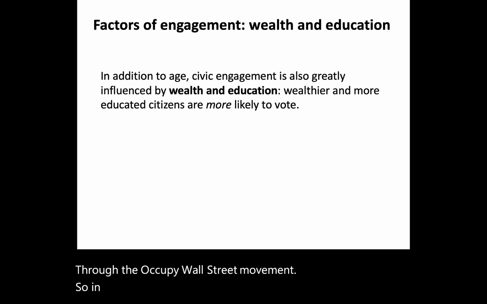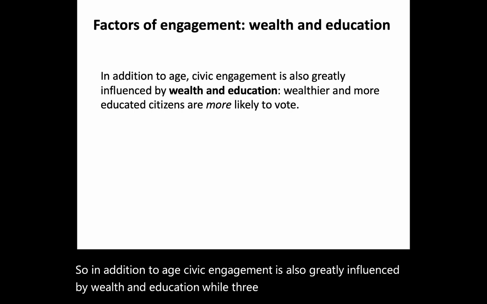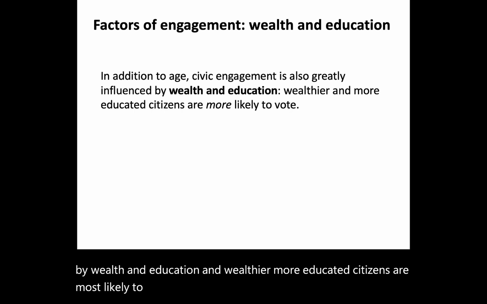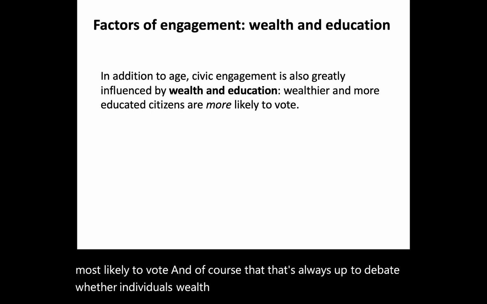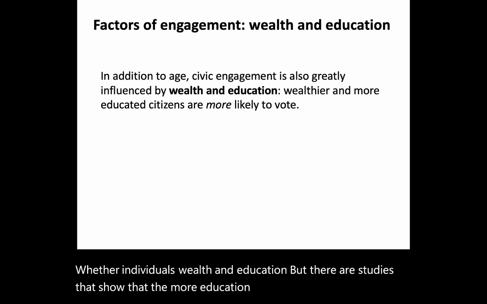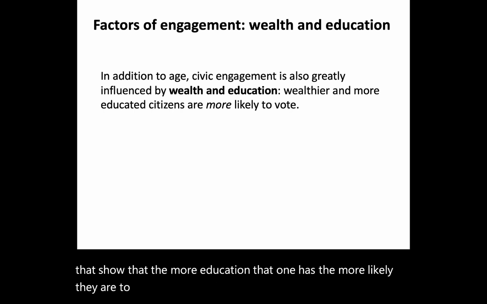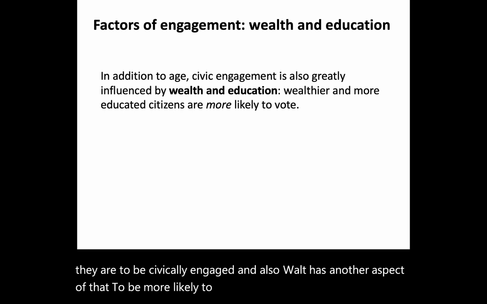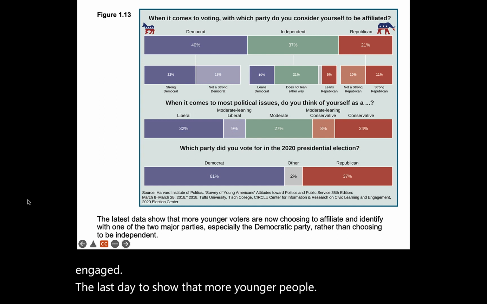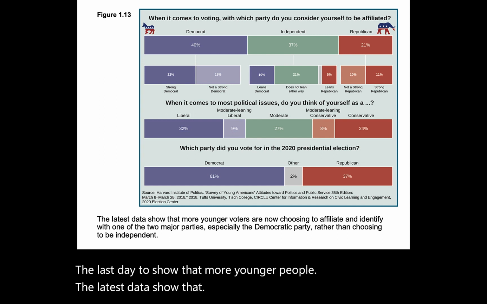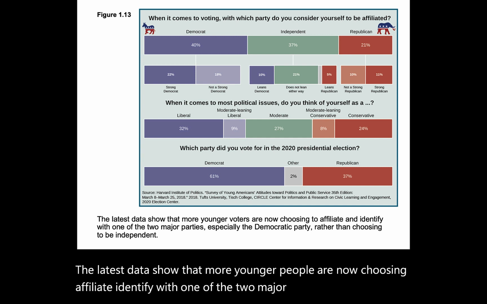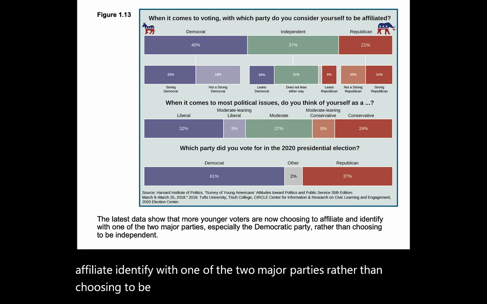In addition to age, civic engagement is also greatly influenced by wealth and education. Wealthier, more educated citizens are most likely to vote, and of course, whether an individual's wealth and education matter is always up to debate. But there are studies that show that the more education one has, the more likely they are to be civically engaged, and wealth is another aspect that makes people more likely to vote and be civically engaged. The latest data show that more younger people are now choosing to affiliate and identify with one of the two major parties rather than choosing to be independent.